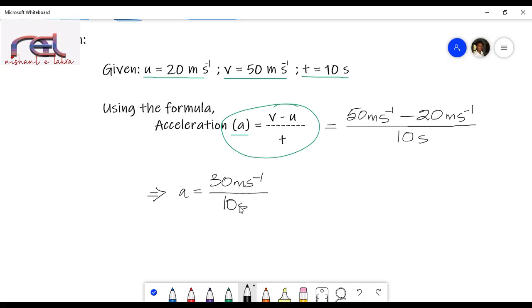We can cancel it to get the acceleration. So 30 divided by 10 is 3. By this we know that the acceleration is 3 meter per second squared. Okay.